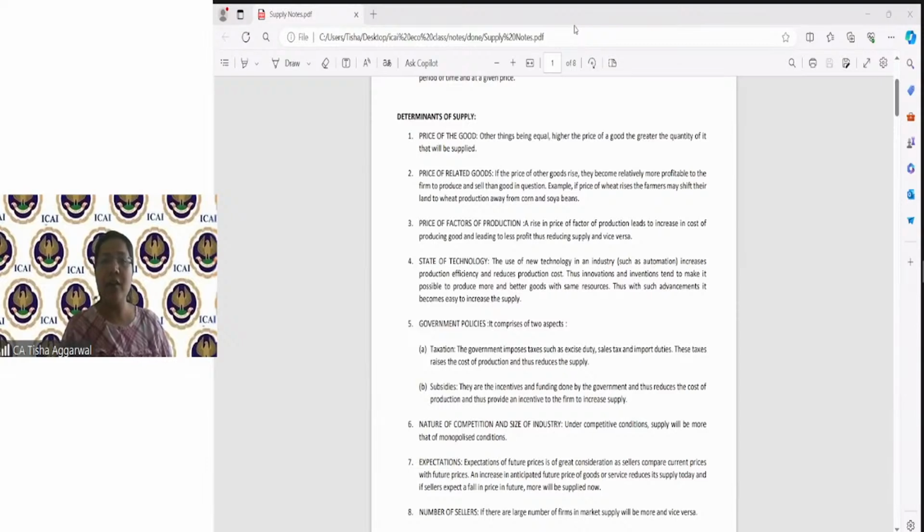Second is the price of related goods. I'll write it here: price increases, supply increases; price reduces, supply reduces. People, the moment I said this, can I say it is a direct relation or inverse relation? Direct relationship. Okay. And when it is a direct relationship, this is how the price of a good will work.